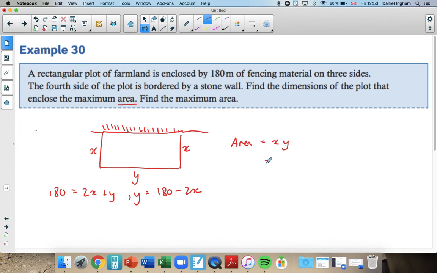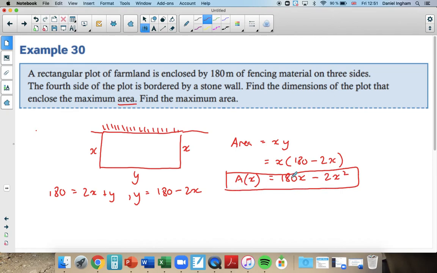So we know that the area can actually be written as x times, and then we substitute in this expression for y. So it's x times (180 minus 2x). And if we want to be really fancy, we can say that the area in terms of x, A of x, is this. And I'm just going to expand it out for the purposes of differentiating it later on. So 180x minus 2x squared. So this is now our important formula that we're going to use to find the dimensions of the plot that enclose the maximum area.